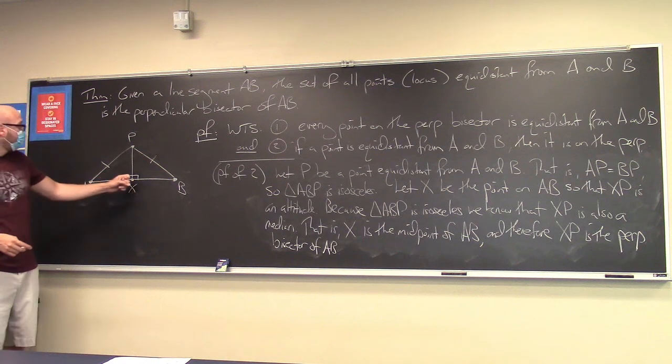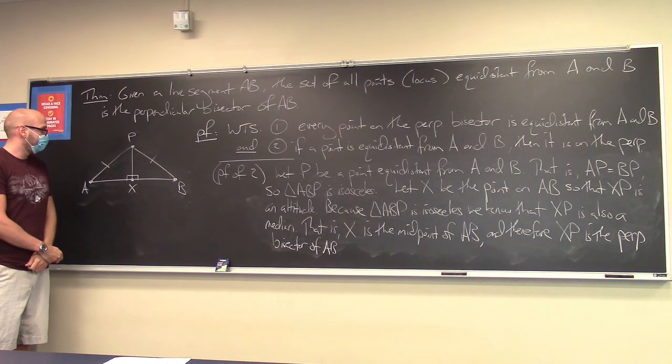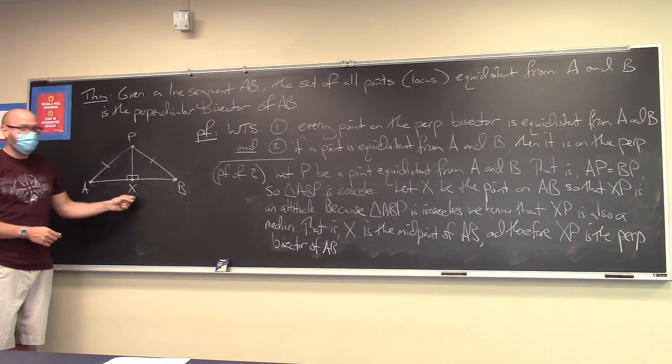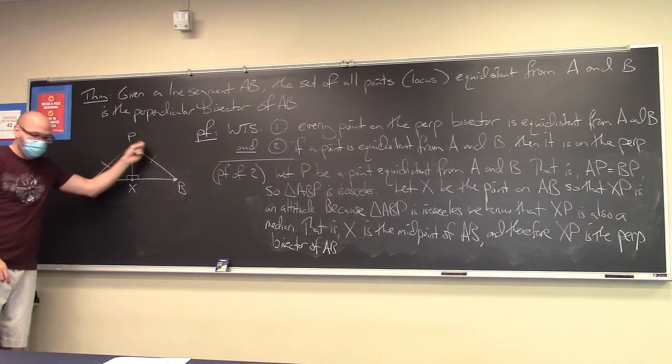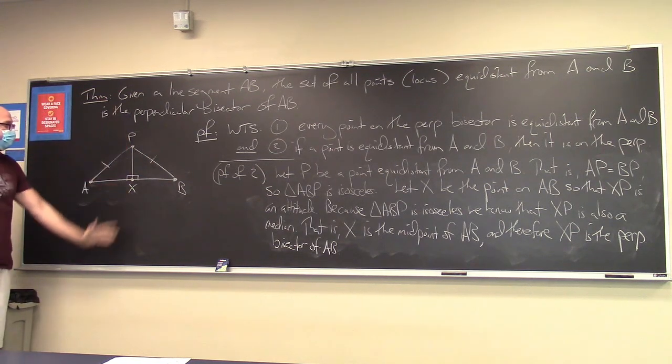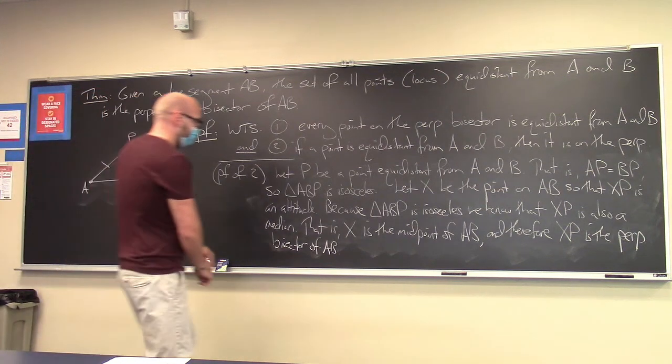So what does that mean? Well, there's a unique line passing through P and X, and we've shown that that line is the perpendicular bisector. So if you're equidistant from A and B, then you live on the perpendicular bisector. And that's enough, we're done.